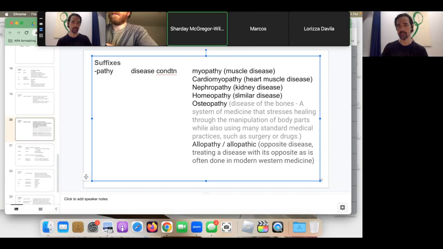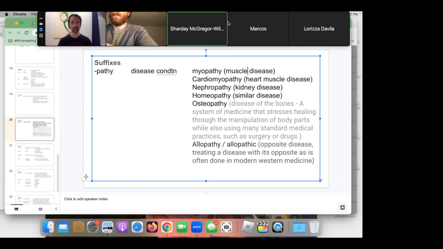Homeopathy means a similar disease. So it doesn't actually mean similar disease. It means similar to the disease, similar to the disease condition, similar to the discomfort. So the idea with homeopathy is that you use, let's say, an allergen like pollen. You use the allergen that causes the disease or the discomfort in very small amounts in order to decrease the effect of the disease or the discomfort.